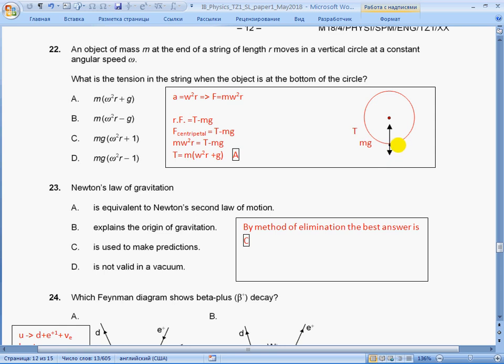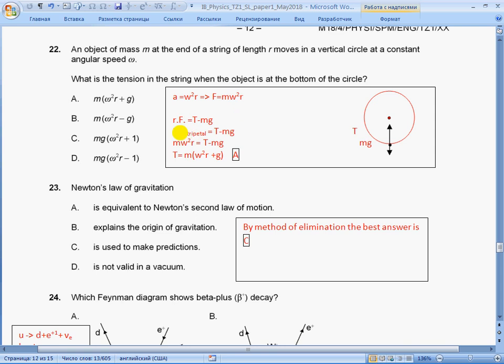Because it is moving in a circle, centripetal force is towards the center, so tension is greater than mg, and the resultant force gives us the centripetal force. The resultant force will be T minus mg. The resultant force is at the same time the centripetal force. If you look in the booklet, you can conclude that acceleration equals omega squared times r, and force is m times acceleration.